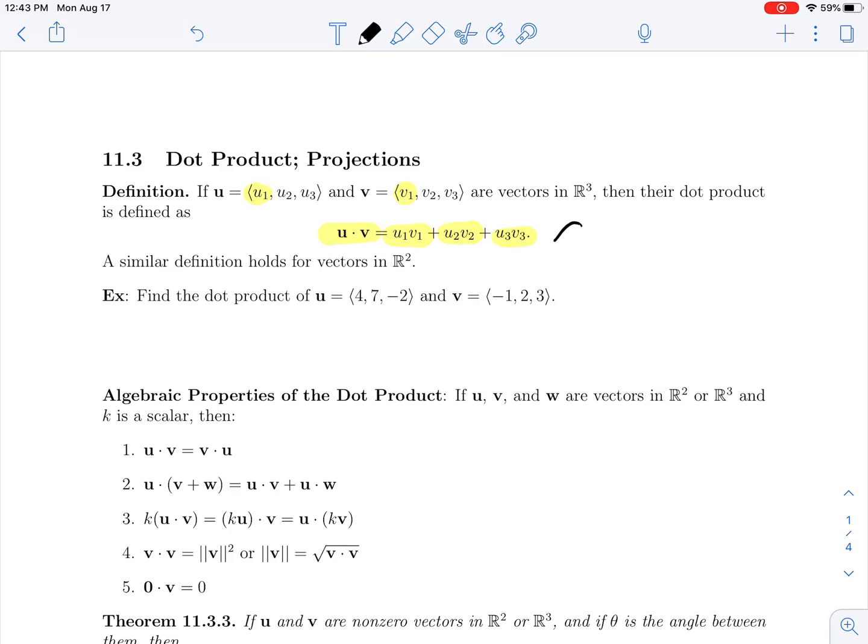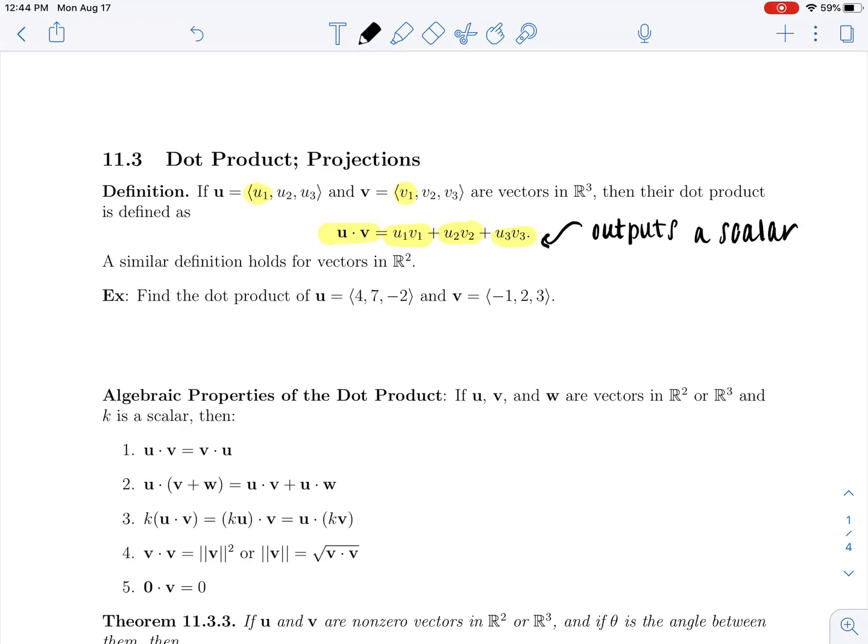Something that is very important here is that this dot product, by definition, is the sum of scalar multiplication. So this outputs a scalar. So to reiterate, the dot product inputs two vectors and outputs a scalar. That's an important thing to keep in mind.